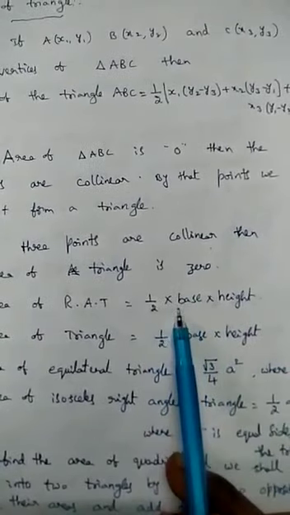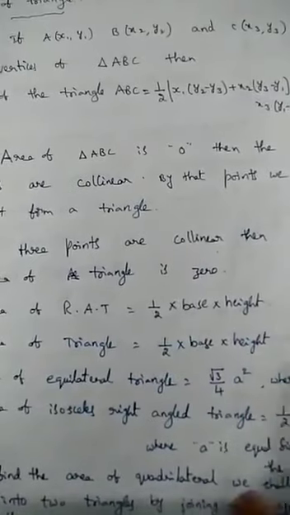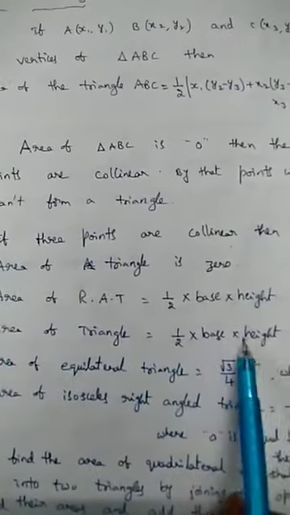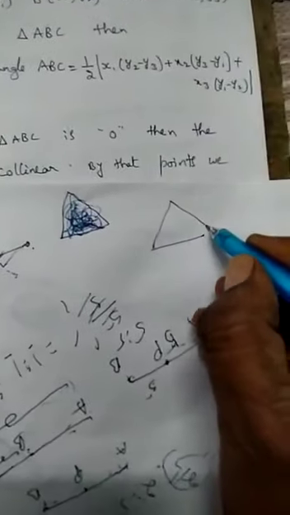Generally, the length of the base and the length of the height are given in the problem. If it is a right angle triangle, you can apply this. For whatever triangle, the area of a triangle is half into base into height. Here the height is to be considered as the altitude. Okay, clear? So for example, take this triangle.